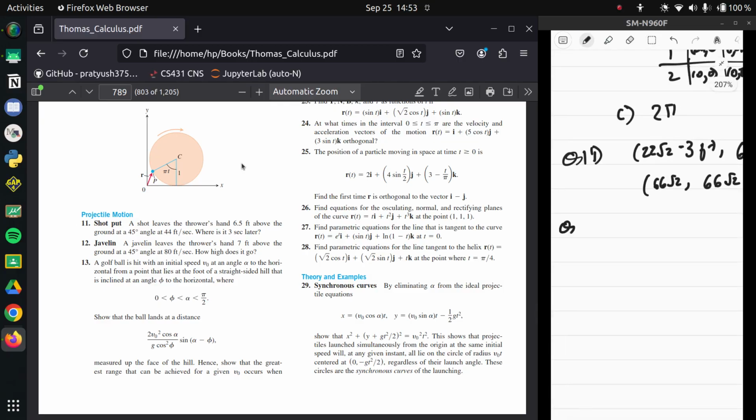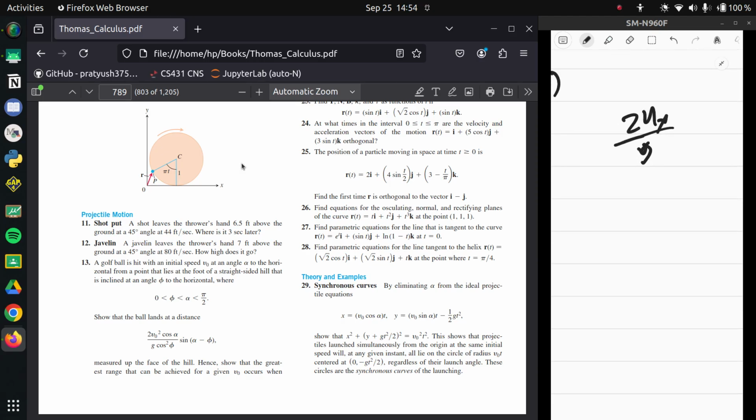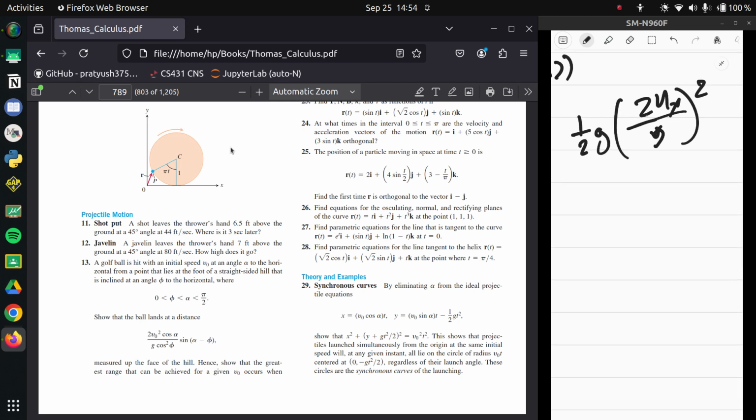Sure. Next, question number 12. A javelin leaves the thrower's hand 7 feet above the ground at 45 degrees with 10 feet per second. How high does it go? So the highest point is at half the usual time. How do you find the height basically? The full time to go back to the same x value was 2 uy upon g. So that's our t. And it's just half g t square because at that point the velocity is 0. So it's 2uy squared upon g. That's your height.